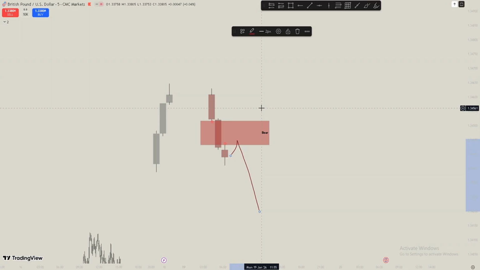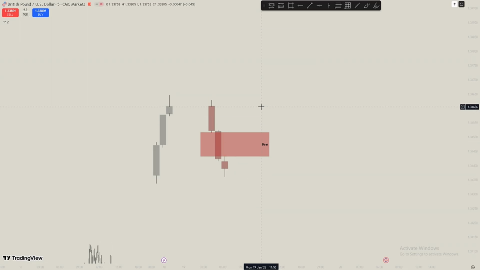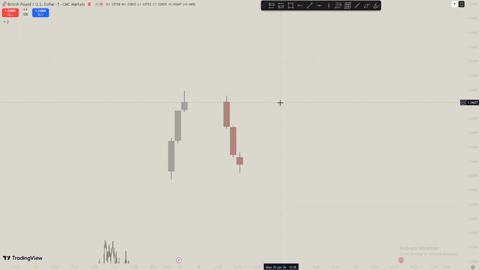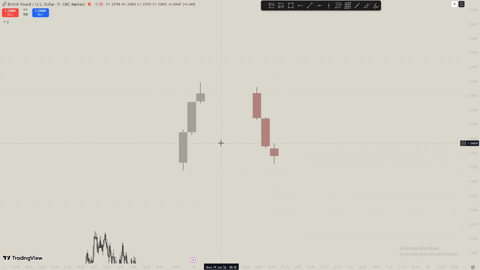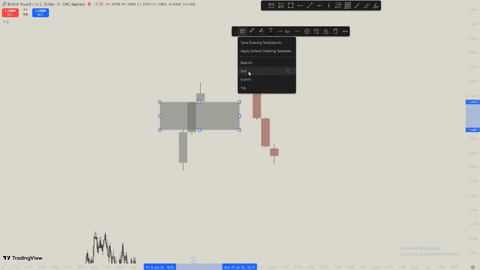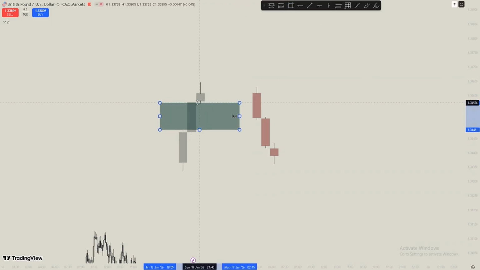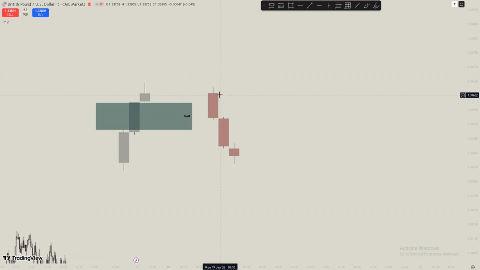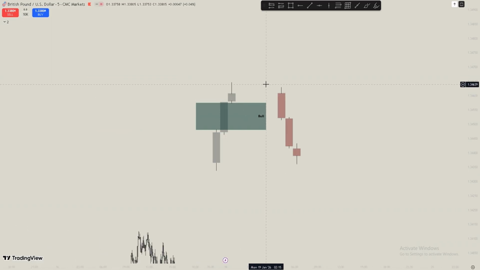So what is inverse fair value gap? Let me tell you this scenario. We still have three bullish candles, and an inverse fair value gap is drawn the same as a fair value gap: first candle's high and the third candle's low, same as we drew before. It's a bullish fair value gap, but there is one difference from a fair value gap.